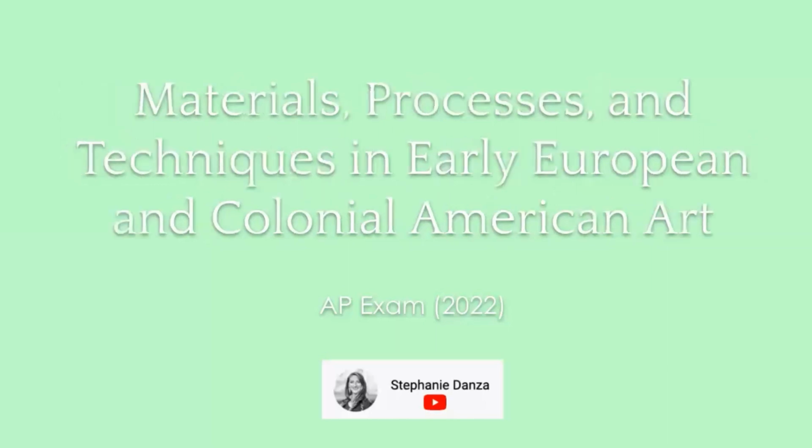Materials, processes, and techniques in early European and colonial American art. Corporate and individual patronage informed developments in the form and use of visual elements such as linear and atmospheric perspective, composition, color, figuration, and narrative to enhance the illusion of naturalism.